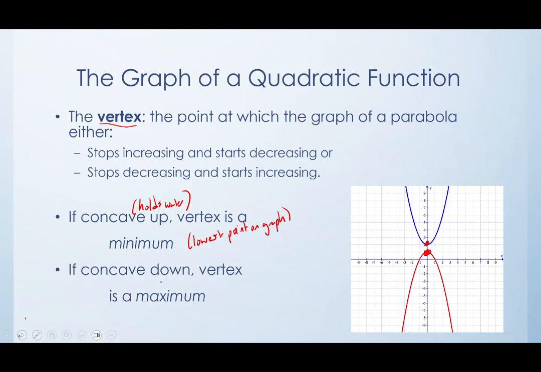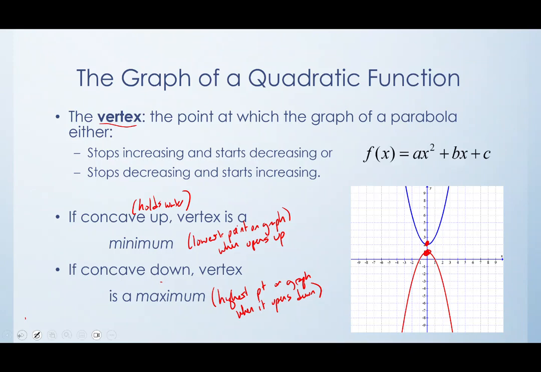Let's see, we'll just go to the next slide. There we go. Right, so the lowest point on the graph when it opens up is the minimum. The highest point on the graph when it opens down, that's our maximum, right? So the vertex will have either a minimum or a maximum, but not both.